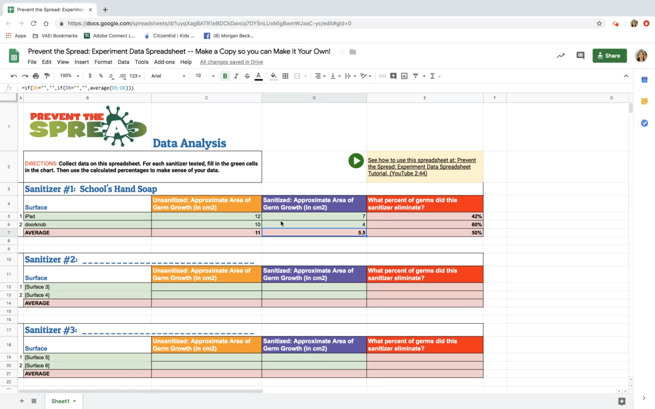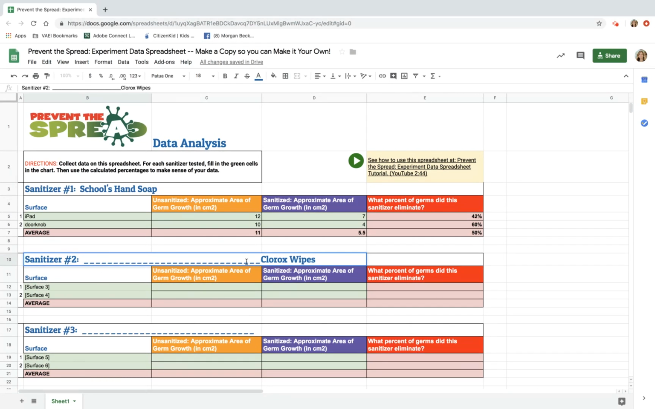So on the iPad, after it was sanitized, it eliminated 42% of the germs. On the doorknob, it eliminated 60%, and that gave us an average of 50% for the school's hand soap sanitizer. Let's now take a look down here at the next step. So now we have sanitizer number 2. Maybe you decide to use, let's just say we use Clorox wipes. So we're going to put in Clorox wipes.